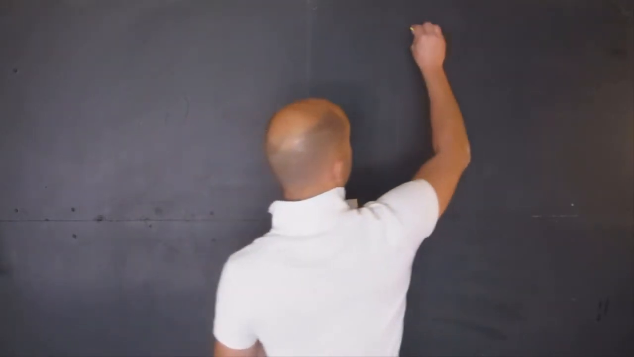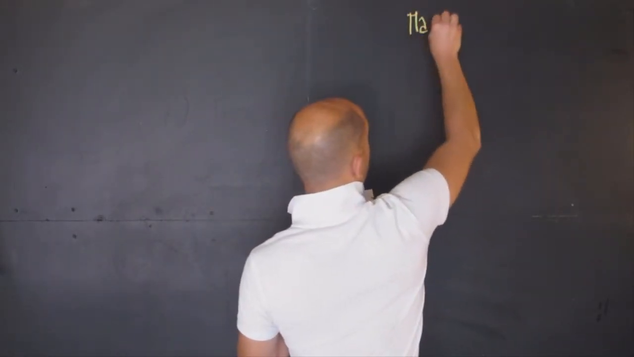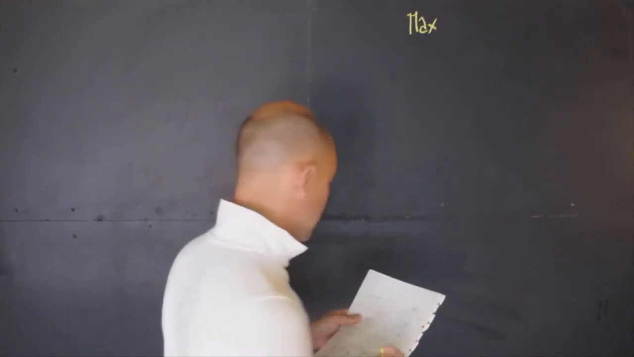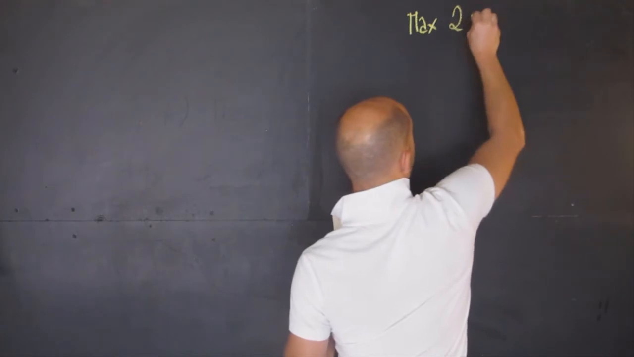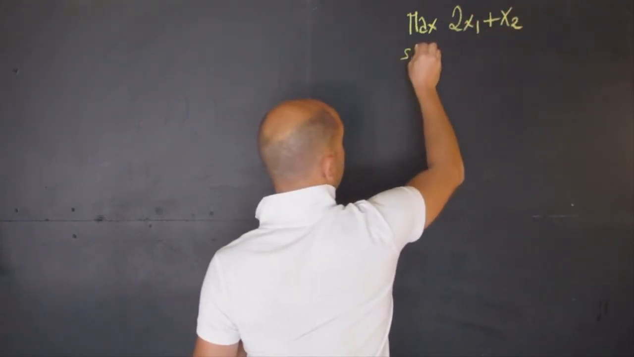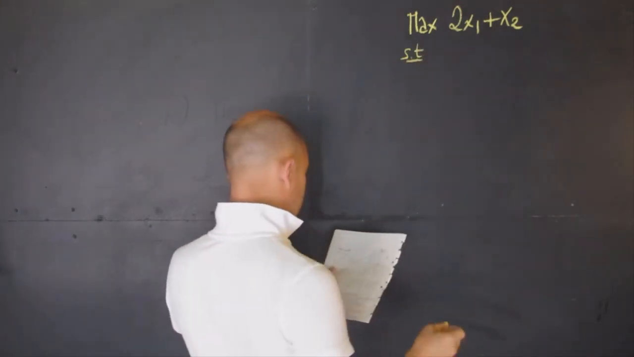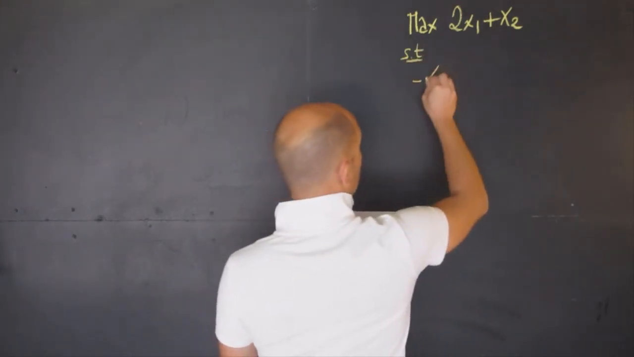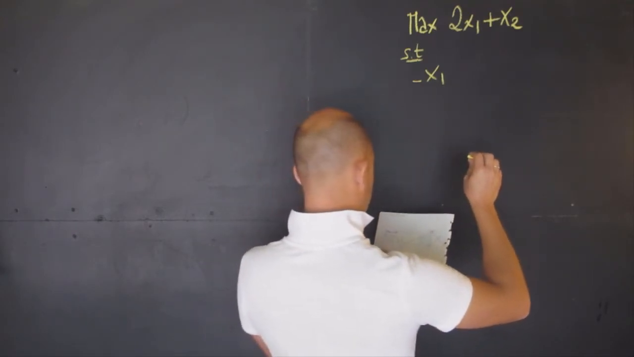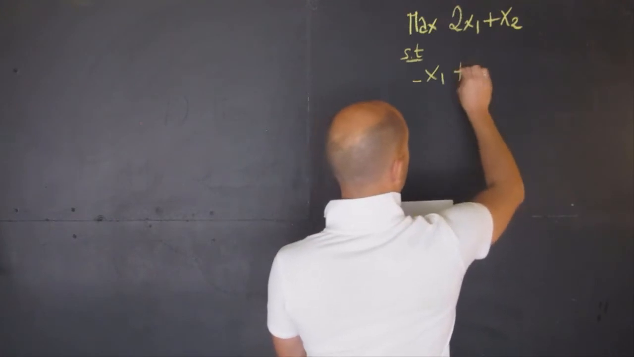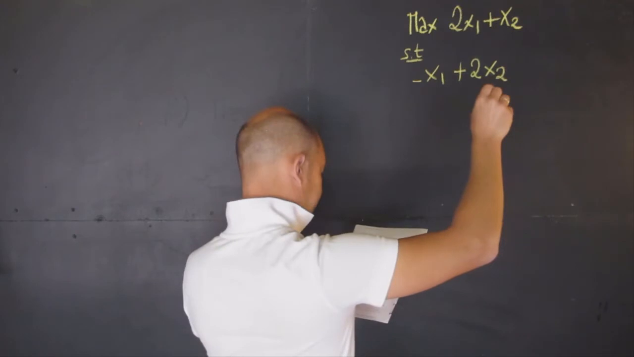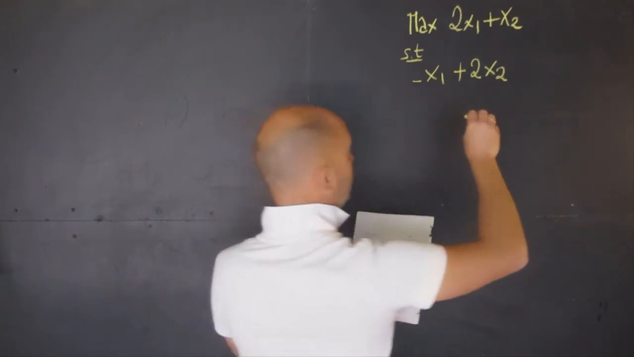We have here a maximization problem. The reason I put it at the top right is that I'm going to use the left space to draw the graph. Maximize 2x1 plus x2, subject to the different constraints. The first one is minus x1 plus 2x2 should be less or equal than 10.